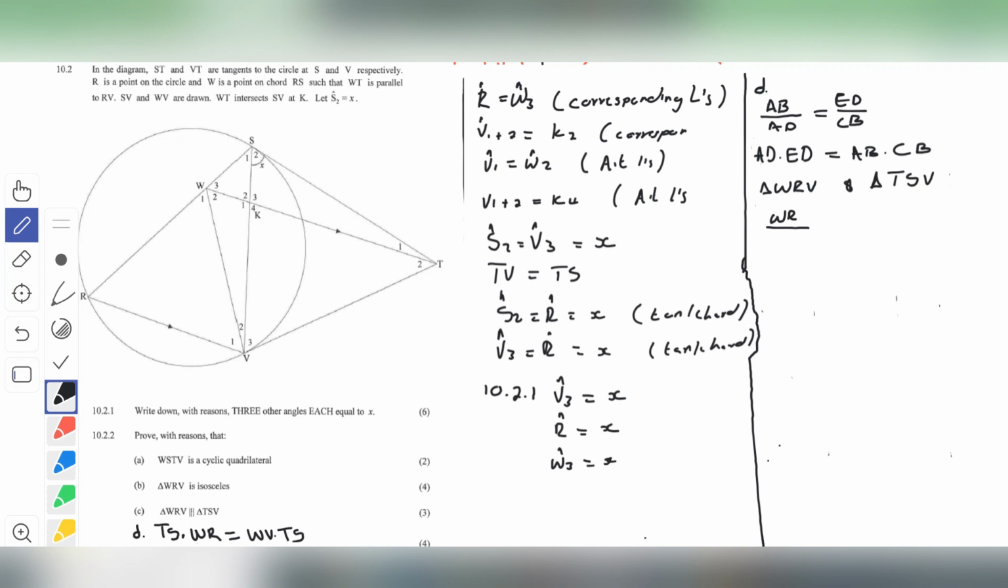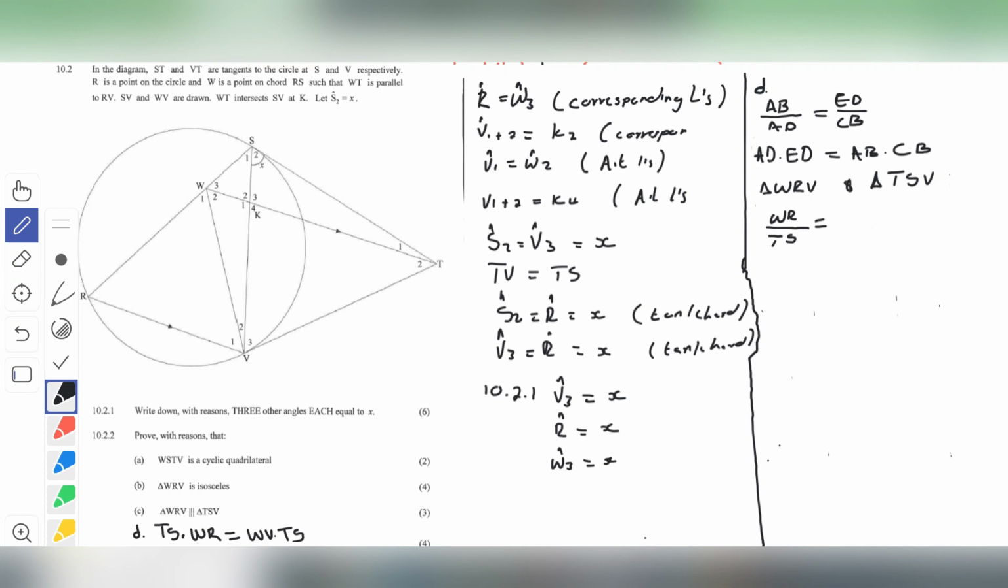Remember WR is the first letter and the second letter from the first triangle. So we are going to take the first letter and the second letter from the second triangle, which is TS. So therefore TS is going to be here. Is equal to, it's the proportionality, guys.